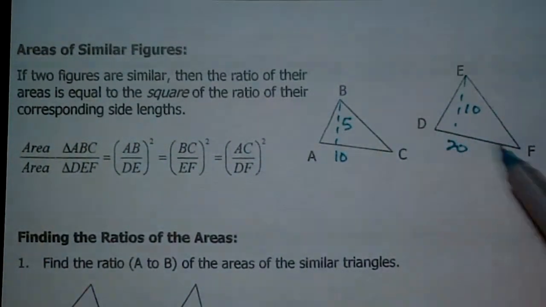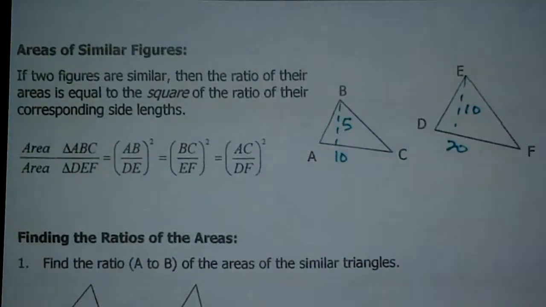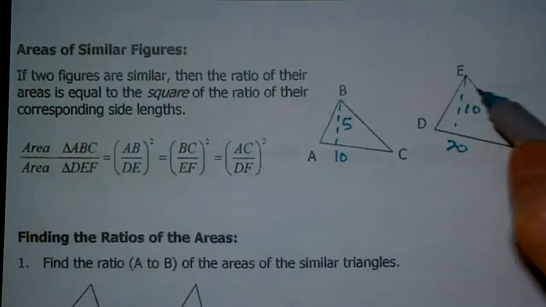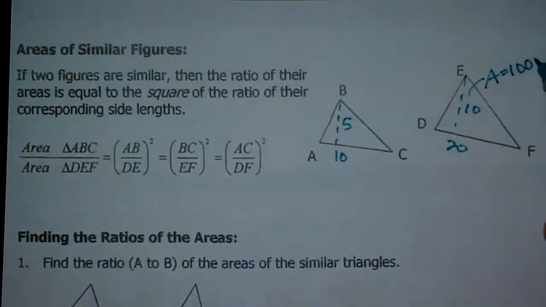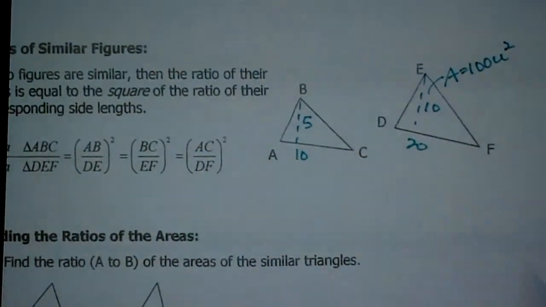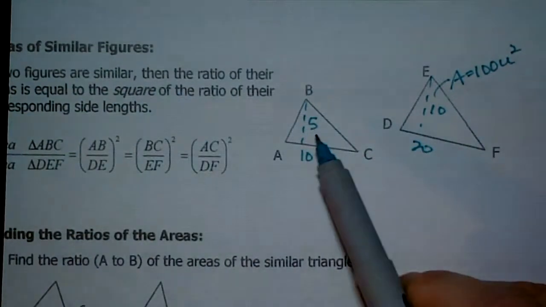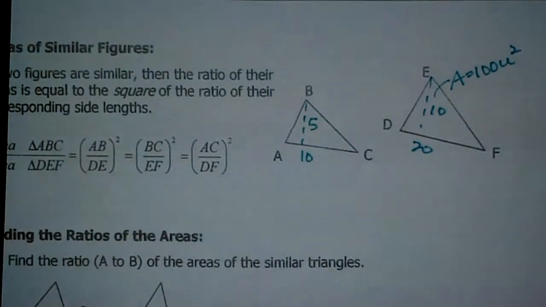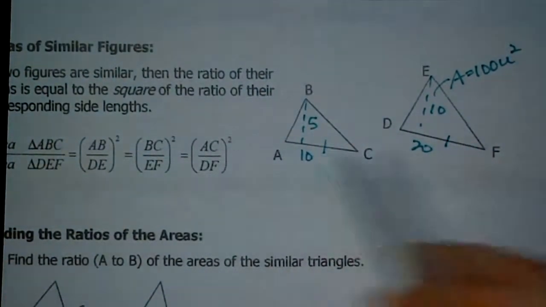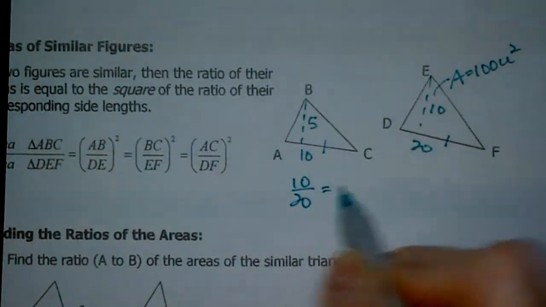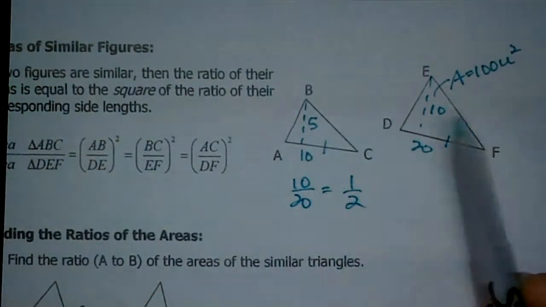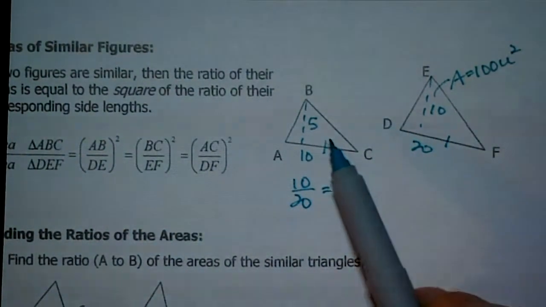So let's find the area of this second triangle here. The area of the triangle is base times height divided by 2, right? So 20 times 10, that's 200, and 200 divided by 2 is 100. So the area of this is 100 units squared. Okay, so I want to know the area of this smaller triangle based on the information that I have. So here's what I can do. I'm going to take the ratio of their corresponding sides, so I see 10 and 20, and of course simplify that. So the area of this one isn't half of that. The area of this one wouldn't be 50.